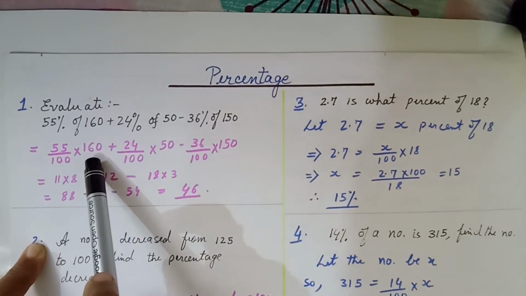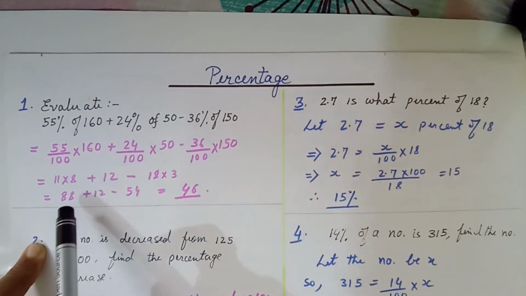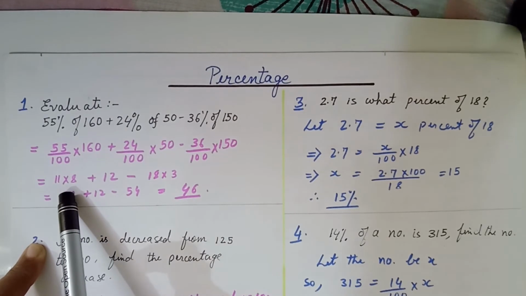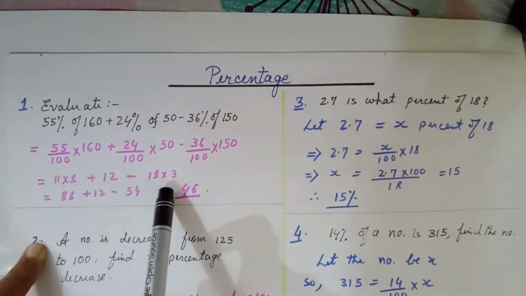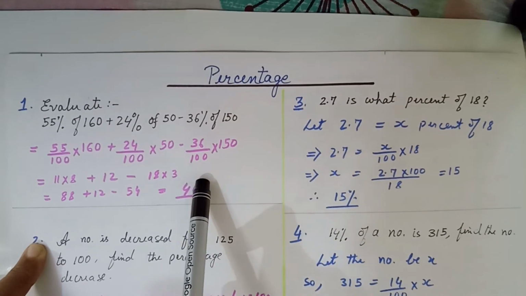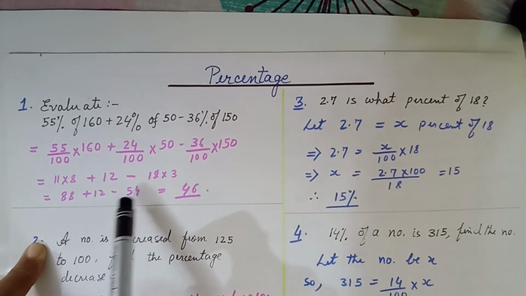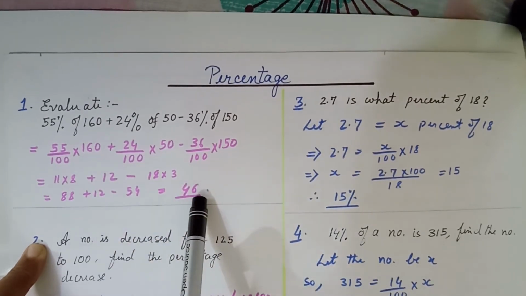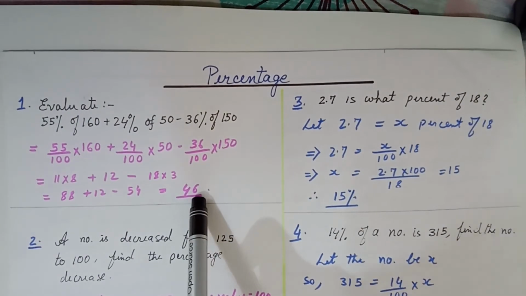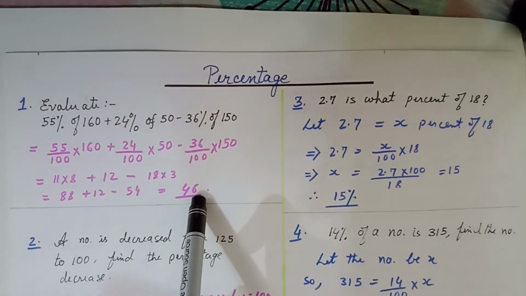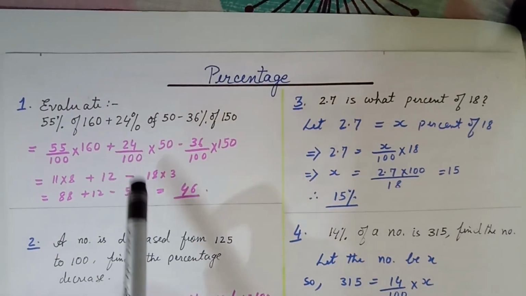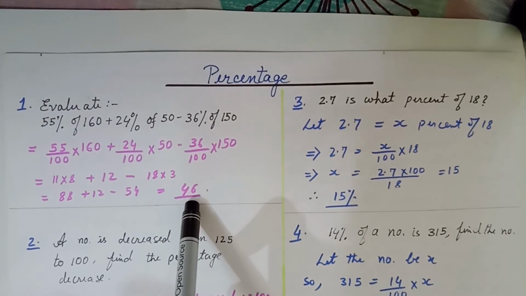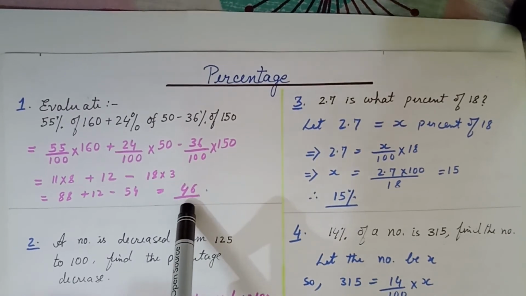Things are cancelled as far as possible, and in the product form I have written for the first term 11 into 8 plus 12 minus 18 into 3. I go back to the BODMAS, where addition first and then subtraction. The answer is 46. I am not highlighting the answer in this video because these are all calculations where you need to calculate and check whether your answer is correct or not.